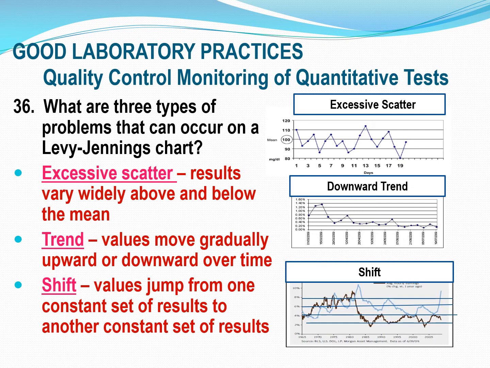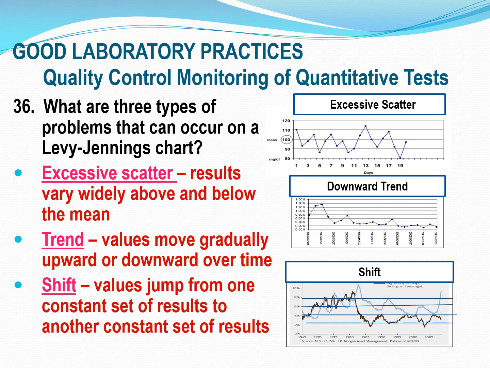Then you have a trend. We have a downward trend or an upward trend, where values move gradually upwards or downwards over time. You can see a sample of that in the center there. And then you can have a shift. That's where values jump from one constant set of results to another constant set of results.